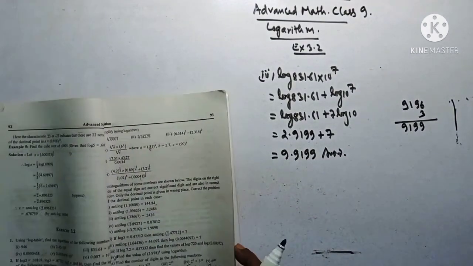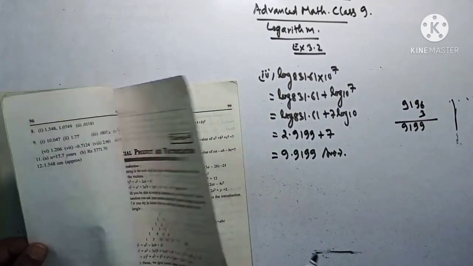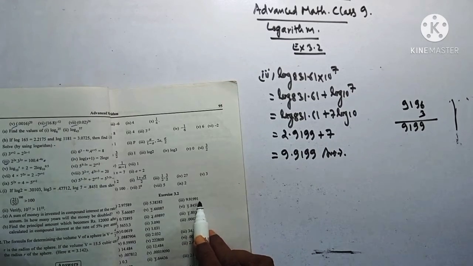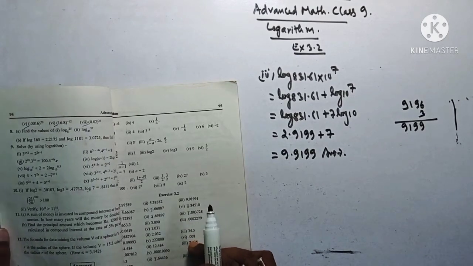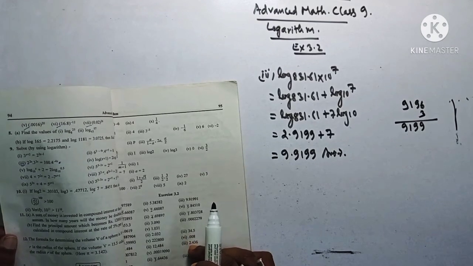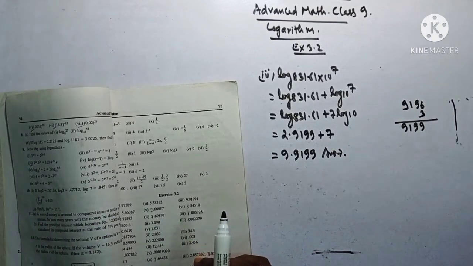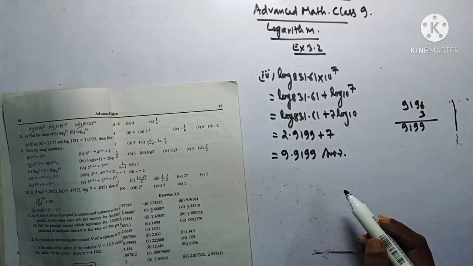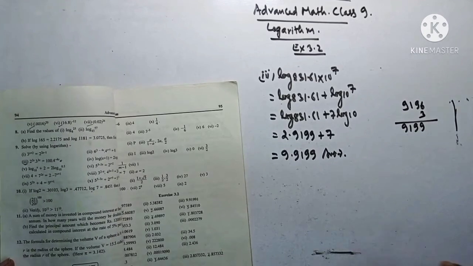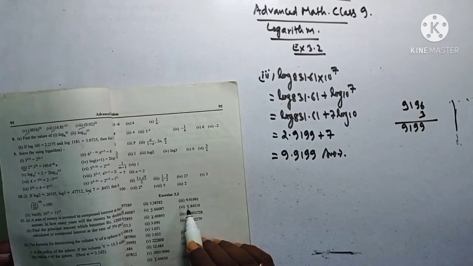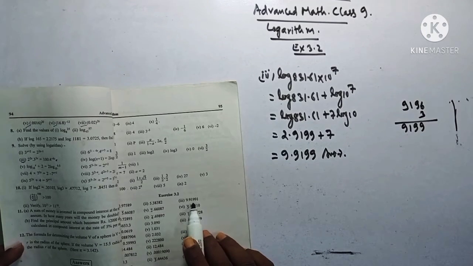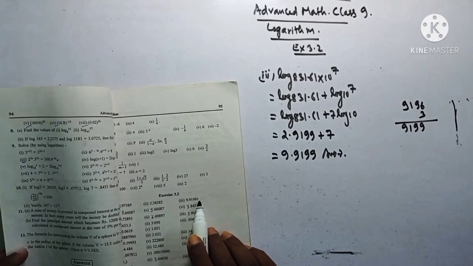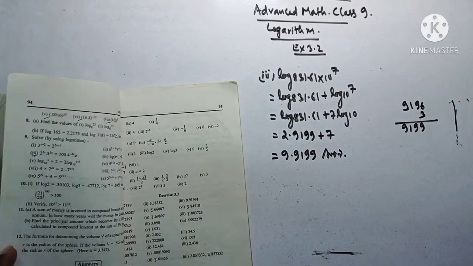Let me check the answer. You see 9.919 and 1. Here there is a 1 because there are two types of log tables. Some are of 4 digits and some are of 5 digits. My log table is of 4 digits, so I get the answer up to 4 digits. There are some log tables where it is up to 5 digits. While solving this question, they used the 5-digit log table, so the answer has one more digit, that is 1.